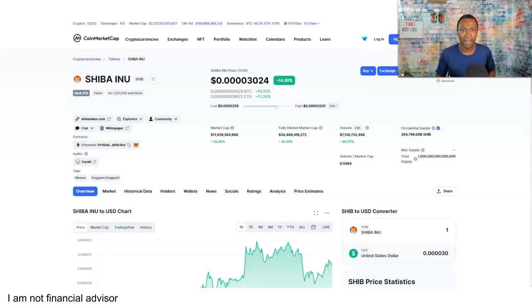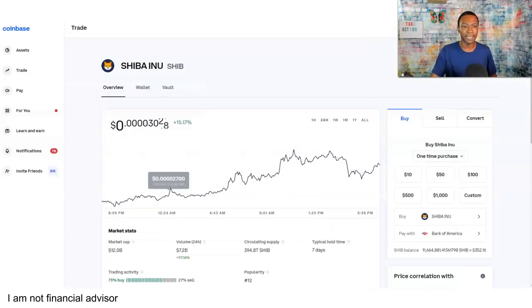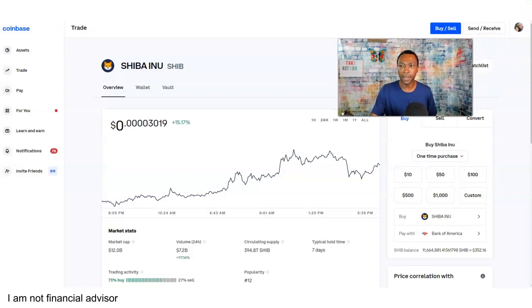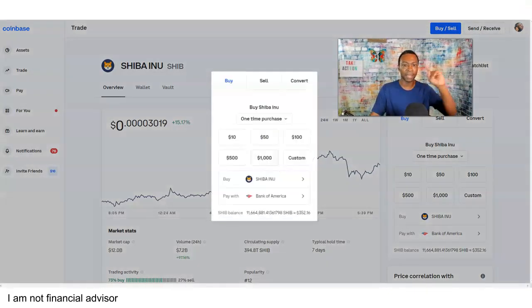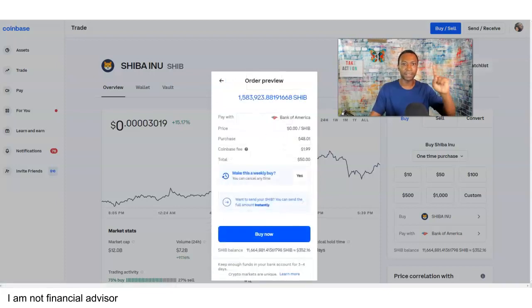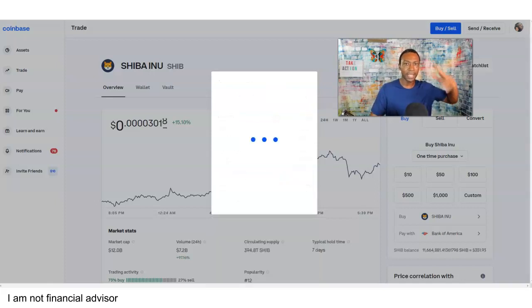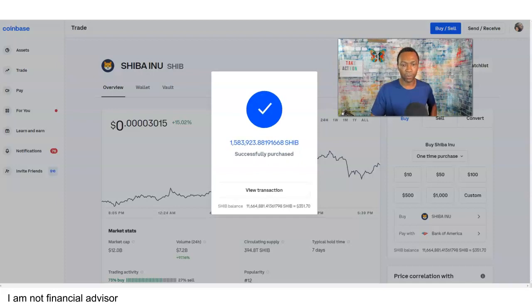Shiba's up today, up 14%, but we're still going to buy our Shiba today. So we're going to go over to Coinbase.com. We see the price going up, but we're committed to buy Shiba every day. Now today we're going to buy $50 worth of Shiba, and the amount of Shiba that we're going to get is 15.83 million. So we're going to go ahead and buy this now, and then we're going to insert this right in the spreadsheet that you see right now.